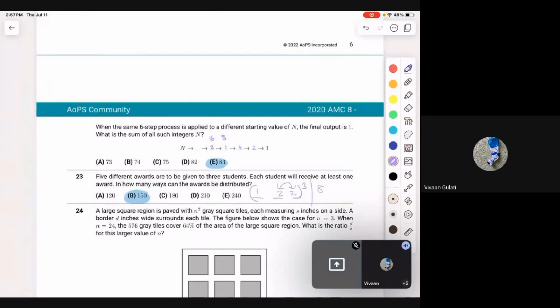And then there's one student gets 3 awards, and it says that each student has to have at least one award, so you can't have like 4, 1, 0. You can't have that. So it's the same thing with the 3 students. So you have 3, 1, 1, and then the same thing. So it's 8, and then 8 times 8 is 64.